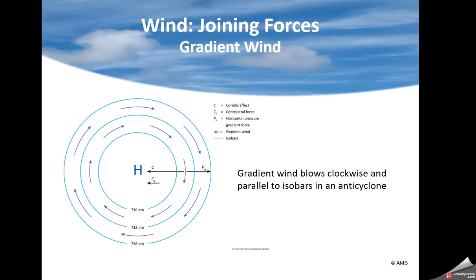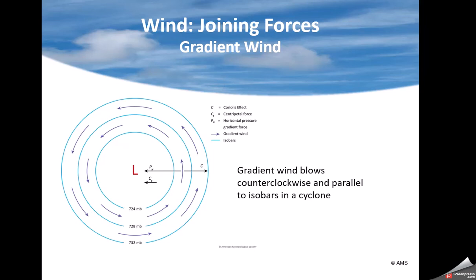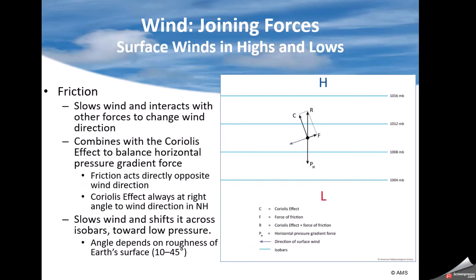Now, around low pressures, high pressures, the air curves around them. So now we add centripetal force. So where we had geostrophic wind with just two components, the gradient wind has three. It has the Coriolis effect, the horizontal pressure gradient, and the centripetal force. Those three cause air particles to move steadily around in a circle. And they can either blow clockwise or counterclockwise, depending on whether low pressure or high pressure.